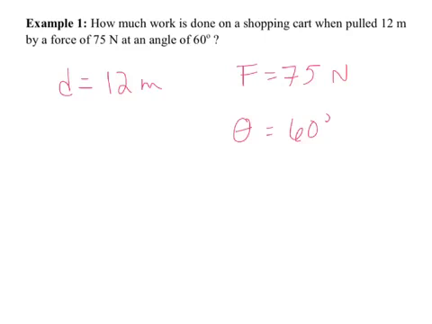I can write FP too. Yep, FP is fine, force pulled. And actually we should. Let's write FP, because we're going to look at friction in a moment, how friction can do work also. That would be FF. So FP is 75, theta is 60, D is 12 meters. All you have to do here is plug into your formula.